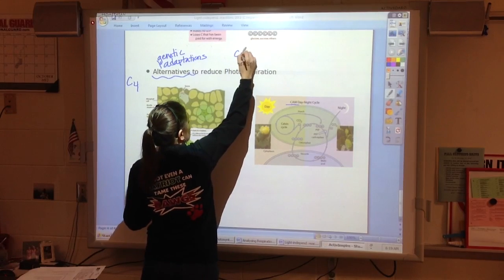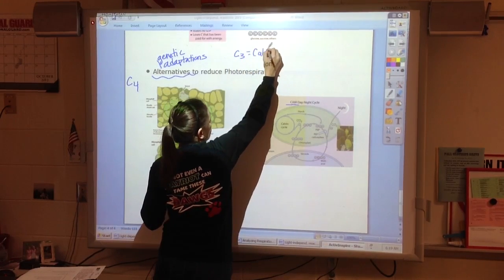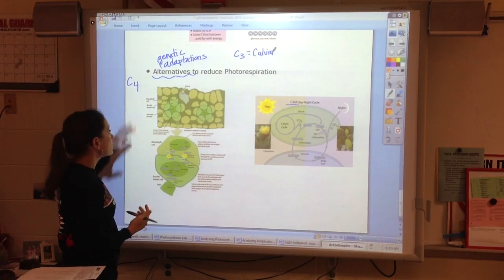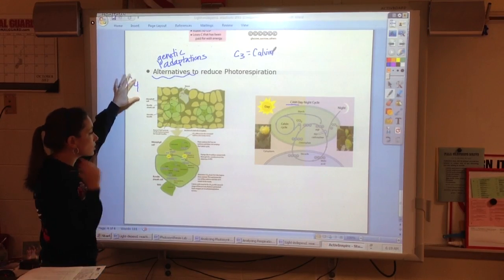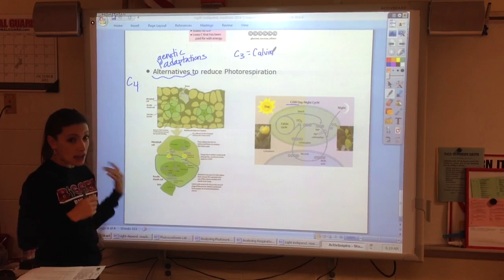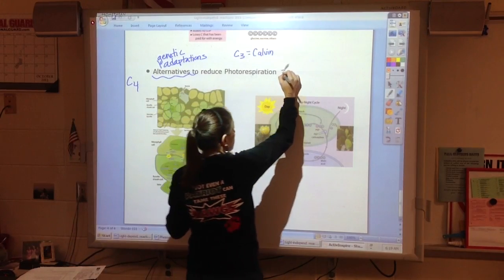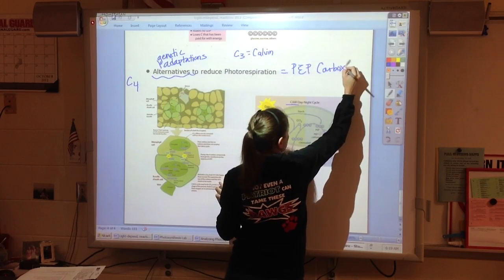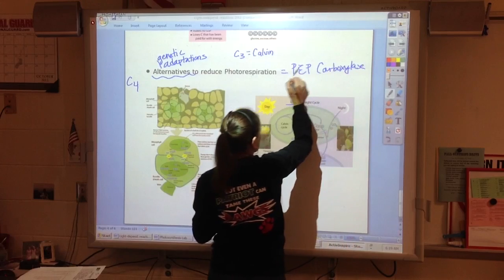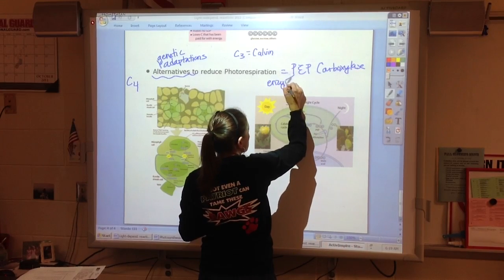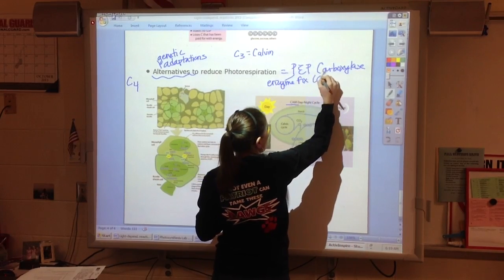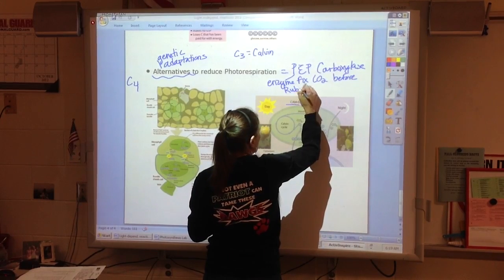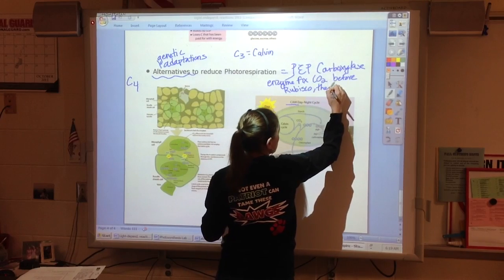The Calvin cycle is actually called the C3 cycle because we're going to be making a 3-carbon compound. The C4 cycle is actually going to include an extra enzyme. Both of these include the same enzyme, PEP carboxylase. PEP carboxylase is an enzyme that will fix CO2 before rubisco, but then pass it to rubisco.